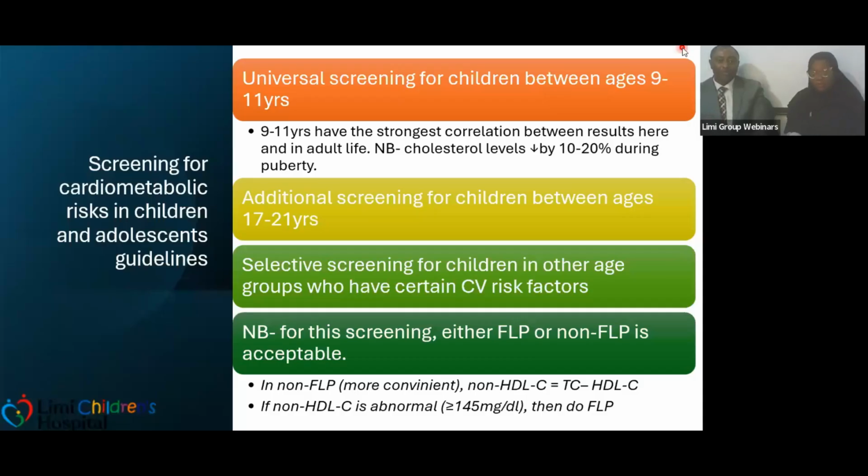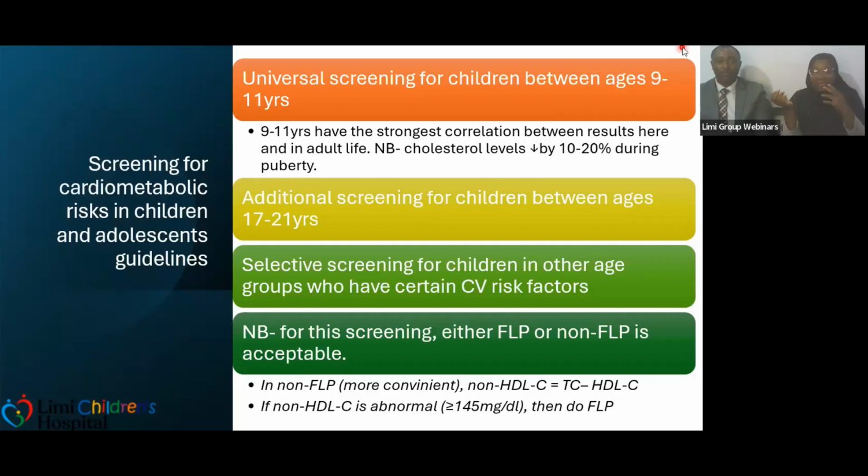Now we'll be asking, how are you going to screen for all this? We talked about so many of the risk factors. Do we start screening everybody from age 1? The universal screening for children is between 9 to 11 years, because from 9 to 11 years they have the strongest correlation between results here and adult life. In puberty, cholesterol is not all bad; it's used as a precursor in hormones, and there's a lot of hormonal activity during that time. That's why you need to measure at this age, and then additionally measure thereafter, at 17 to 21 years.